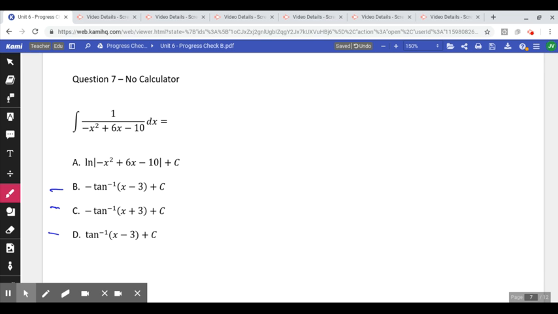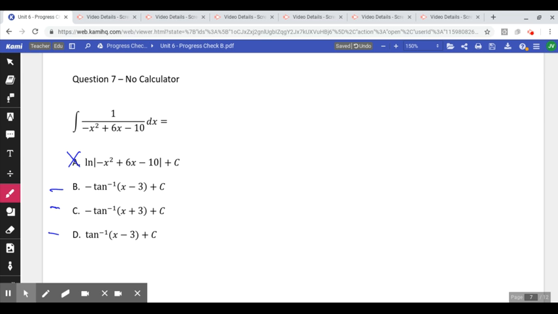It could be the natural log, but if we find the derivative of the expression in A, we'll have to multiply by the derivative of the inner function, and I don't see that up here in the numerator. The derivative of negative x squared plus 6x minus 10 is negative 2x plus 6. I don't see that up there. So we know then that A is not correct.